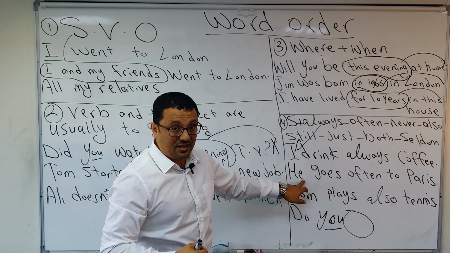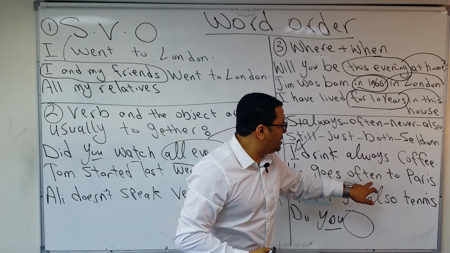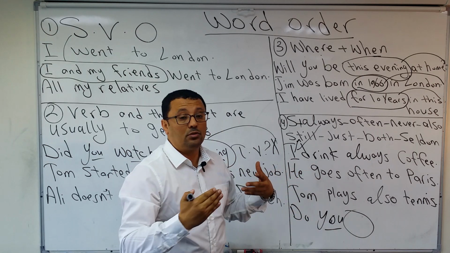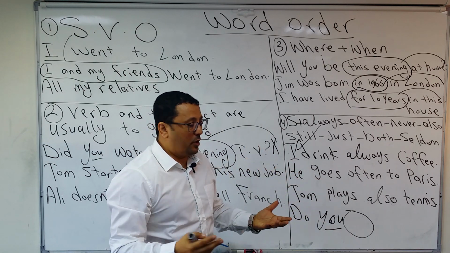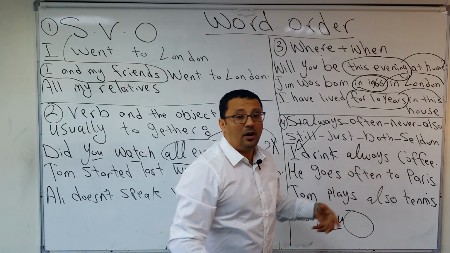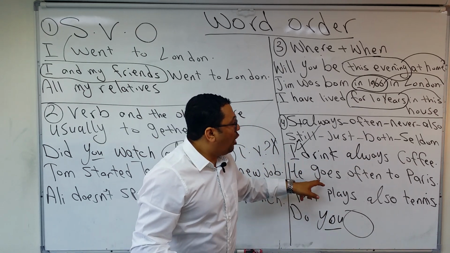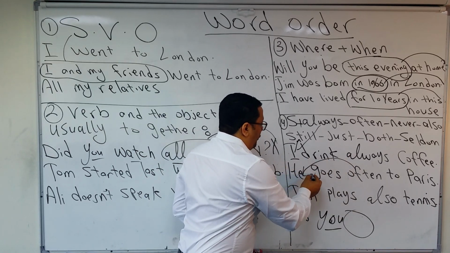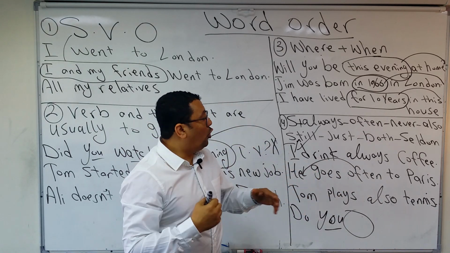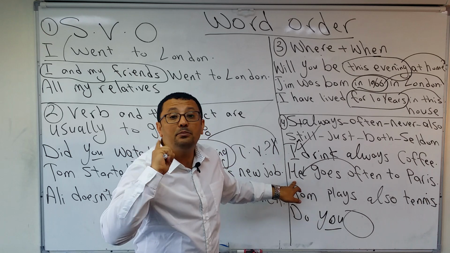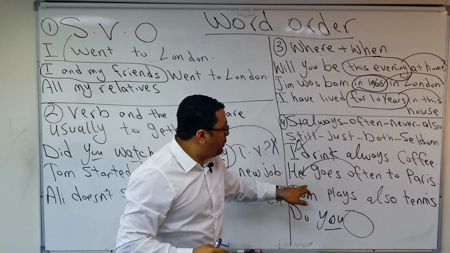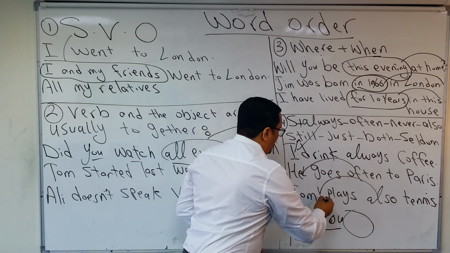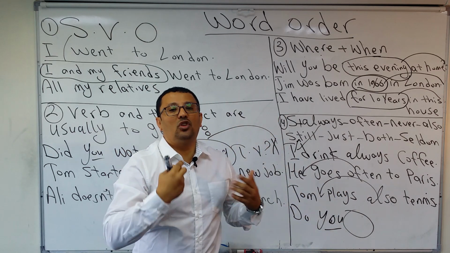Let's move to the second example. He goes often to Paris. Often, sometimes they say it often in a British or American accent. No matter. Both are correct. He goes often to Paris is wrong. You have to say he often goes, because as I told you, often also comes after the subject. Tom plays also tennis. Of course, it's wrong, and you have to say Tom also plays tennis.